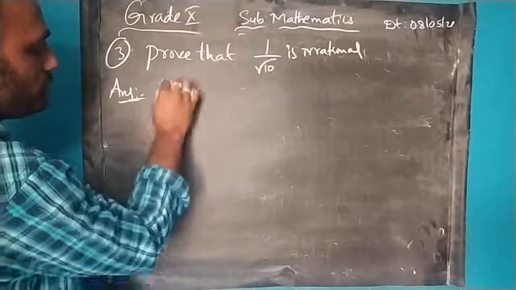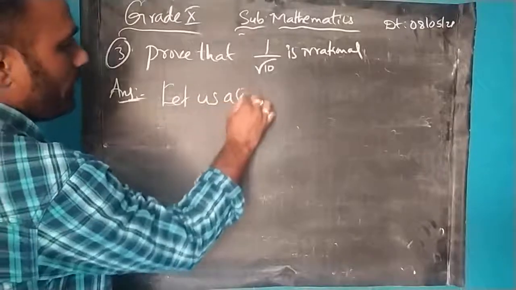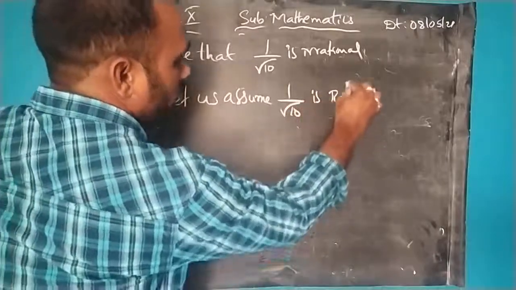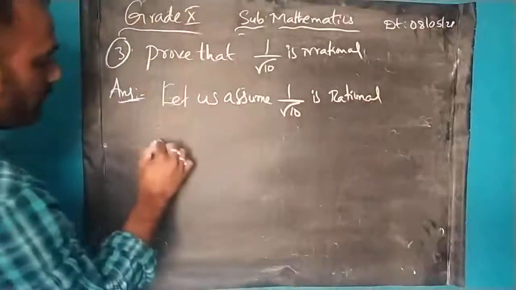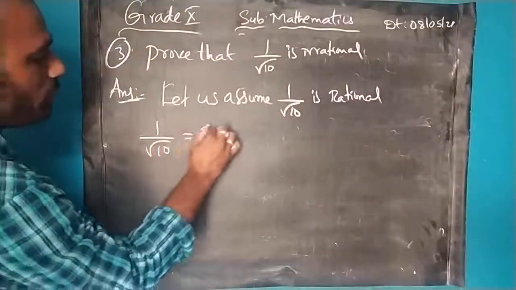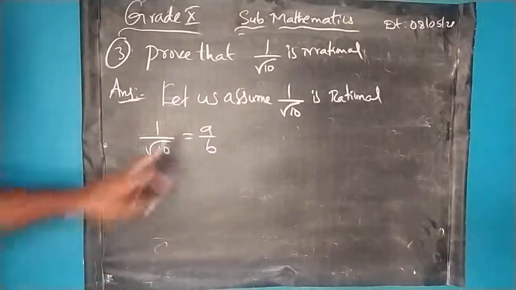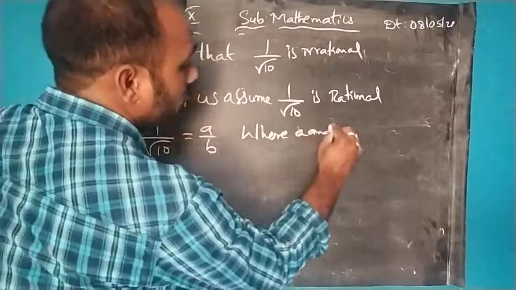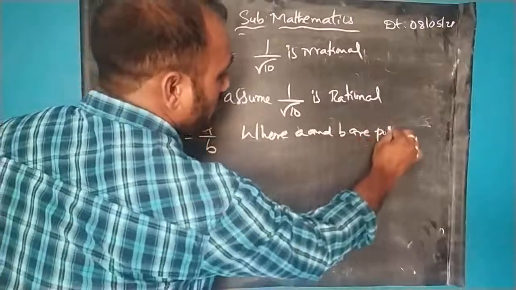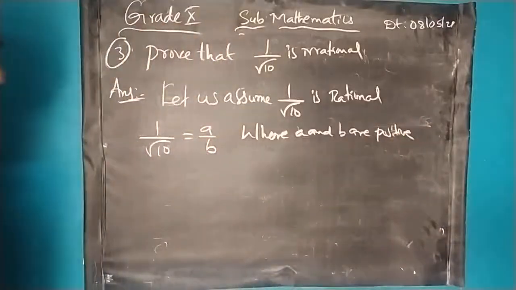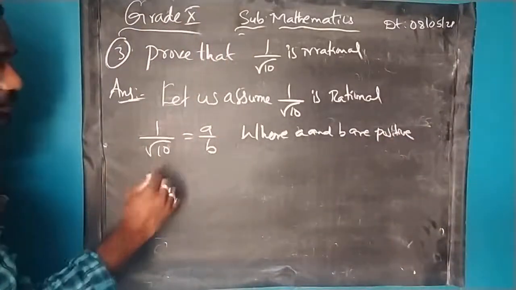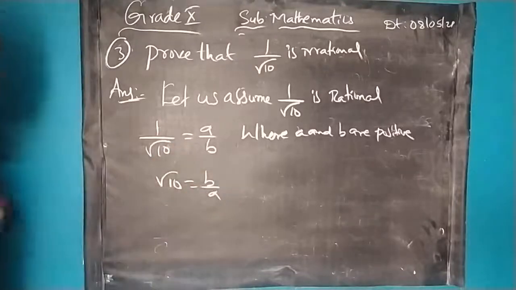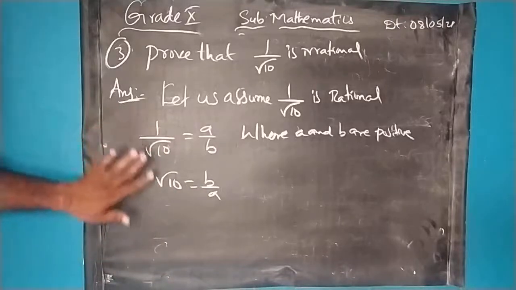Given, okay, let us assume that 1 by root 10 is rational. So if it is rational, definitely 1 by root 10 must be in the form of a by b, where a and b are two positive integers. We can write this statement also, where a and b are positive integers. So I want root 10. If I do the reciprocal of this, root 10 by 1 is equal to b by a. That's it. Just one step, we are doing the reciprocal.